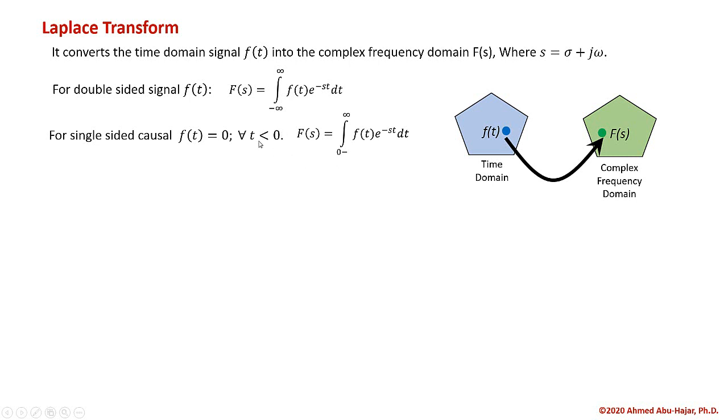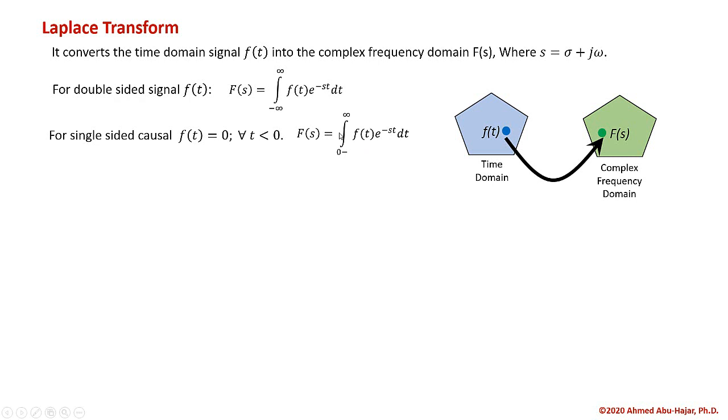So in summary, to convert f of t to f of s, if it's a non-causal signal, if it's double-sided, you use the double integral. If it is a causal signal, you use this one, right? Basically, you multiply the signal times e to the minus st dt, and you integrate from 0 to infinity. Here we added the 0 minus to be able to integrate the delta t, which is the impulse function, with the single-sided definition.